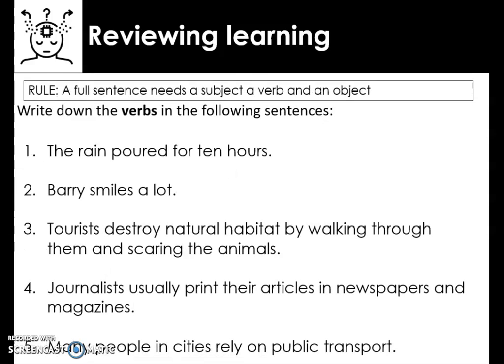Just focusing again on verbs. The verb is the action that takes place. So write down the verbs in the following sentences. 1, the rain poured for 10 hours. 2, Barry smiles a lot. 3, tourists destroy natural habitats by walking through them and scaring the animals. 4, journalists usually print their articles in newspapers and magazines. And 5, many people in cities rely on public transport. Cheeky clue, one of them has more than one verb. Good luck. Pausing the video now. Answers for those at the end, guys.